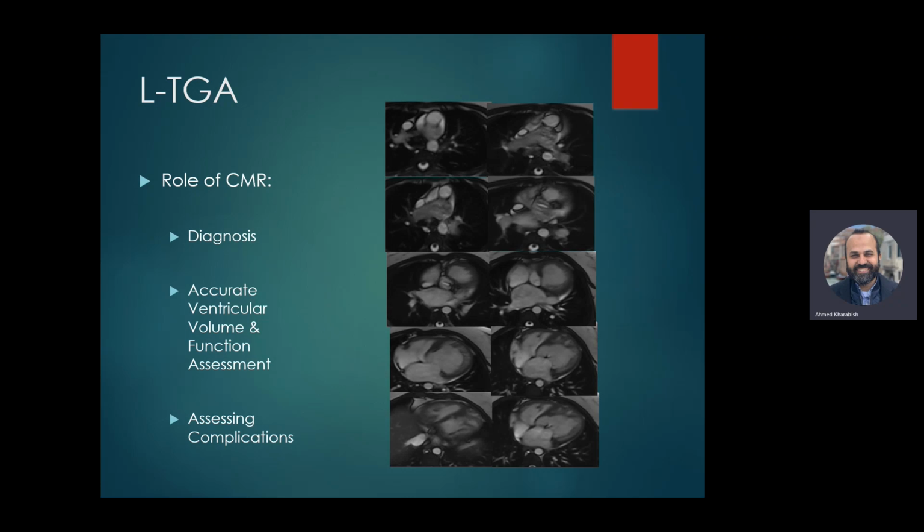Okay, so I have a question. When they do the LTGA, if they did the double operation, atrial switch and arterial switch, how could the left ventricle work as a systemic ventricle after all these years of working as a subpulmonary one? I mean the left ventricle.